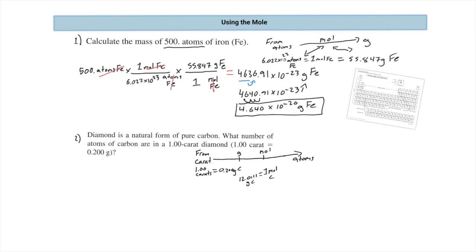And now, all that's left is to get to atoms. We know that a mole of carbon equals 6.022 times 10 to the 23rd atoms of carbon. Well, this is definitely a multi-step conversion, isn't it? So where do we start? We start with our carats, which is 1 carat.